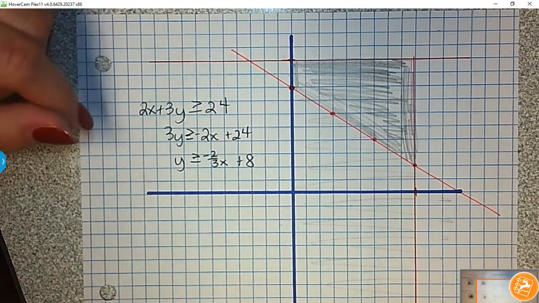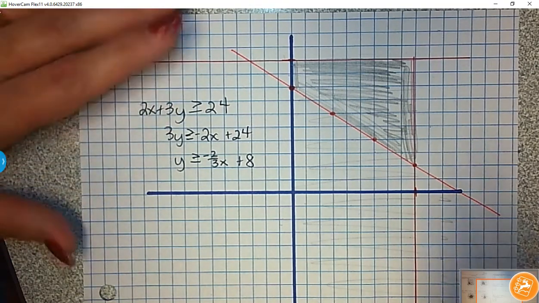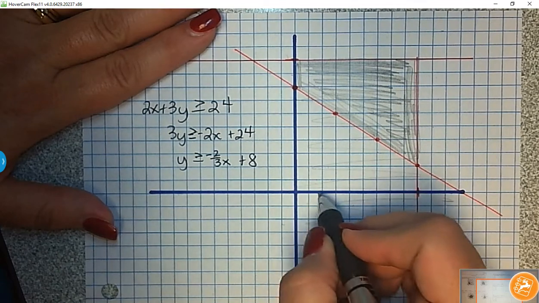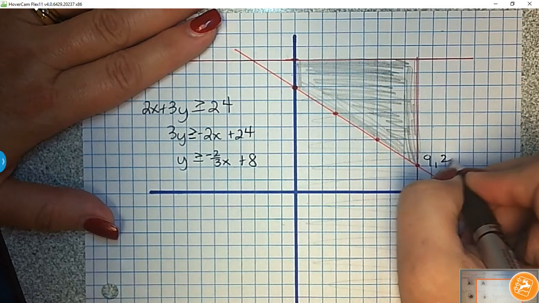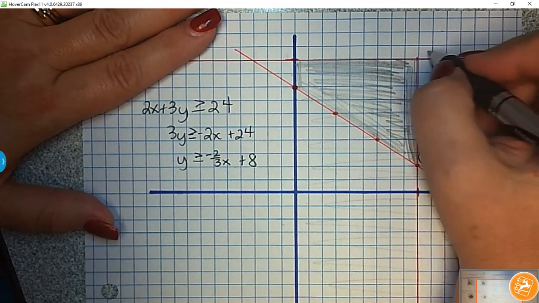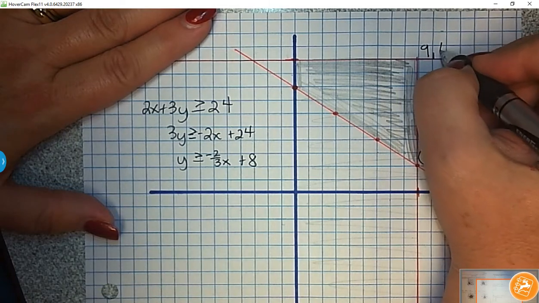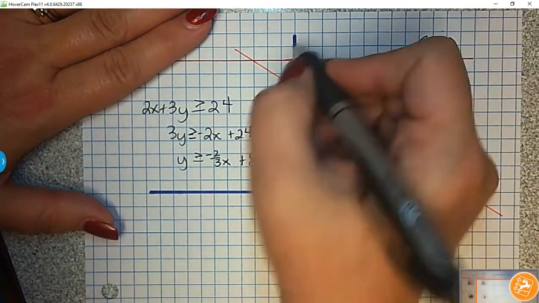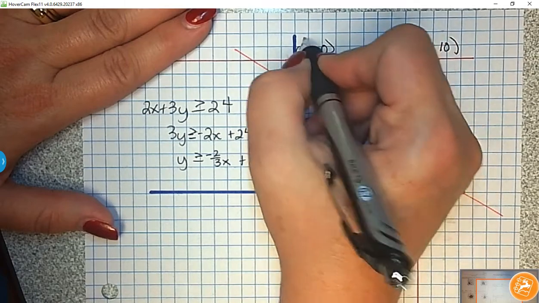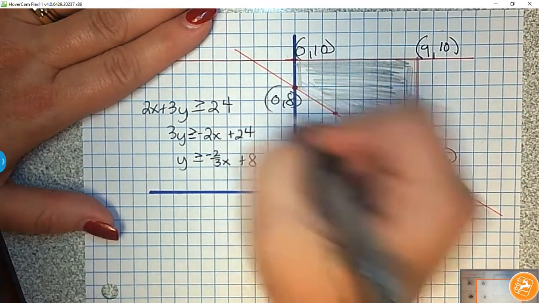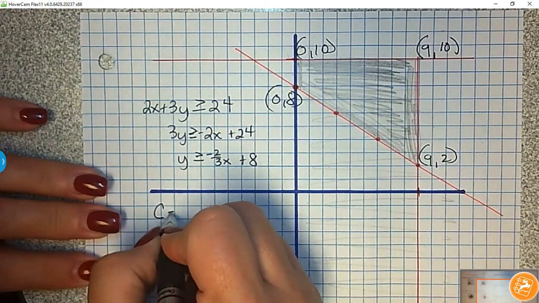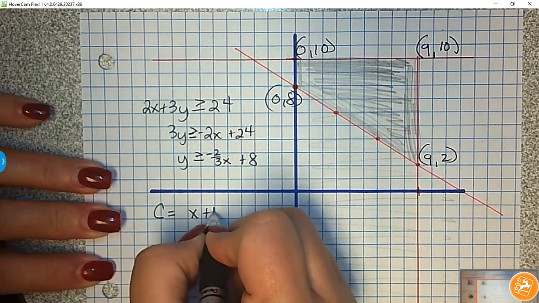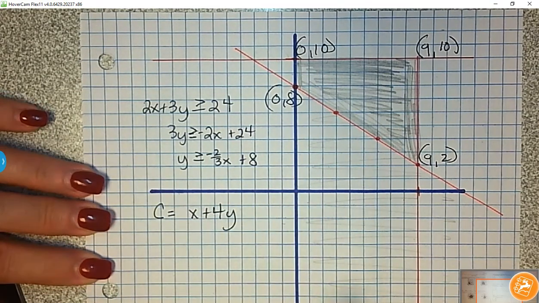So what we need to do is figure out what those vertices are. Okay, this one is 1, 2, 3, 4, 5, 6, 7, 8, 9, 2. And then I have 9, what is that, 9, 10? And that one is 0, 10, and this one is 0, 8. So you will take the objective function, whether it's cost or whatever that they gave us, and you're going to evaluate it for those 4 ordered pairs.